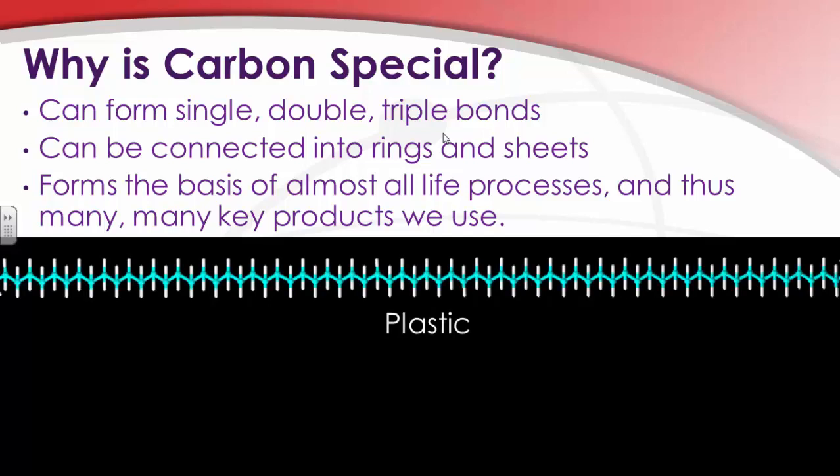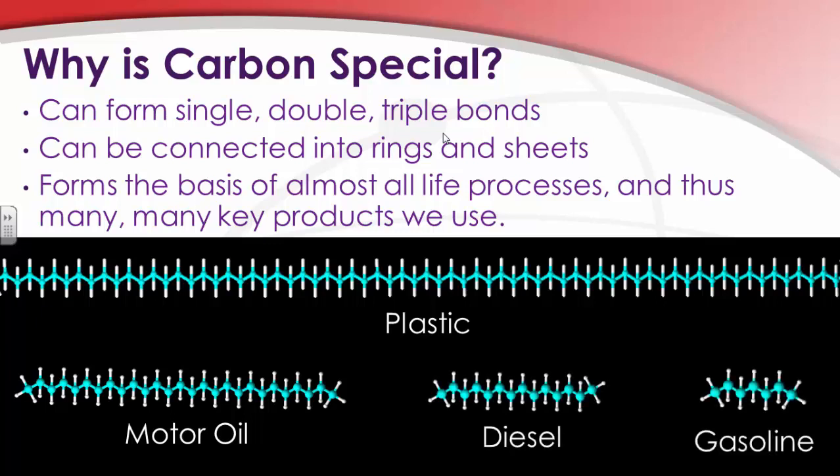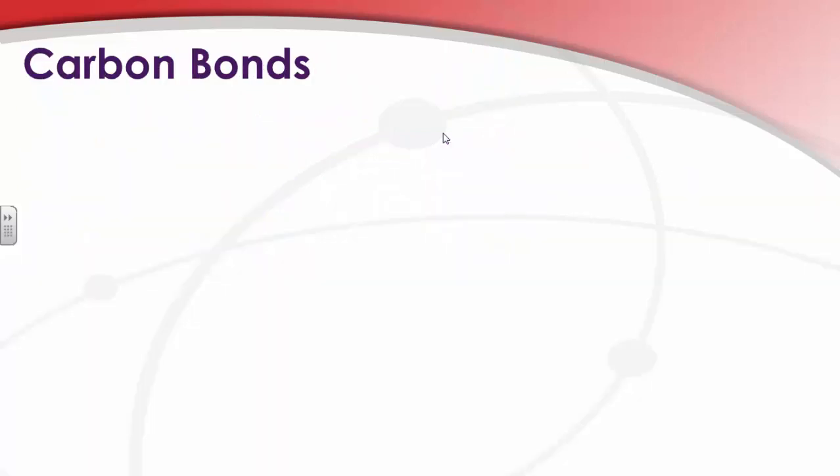So even if we only consider just carbon and hydrogen, we can think of this huge molecule forming the basis of plastics. Get a little bit smaller and we can talk about motor oil. Smaller still and we've got diesel. And even smaller and we've got a major component of gasoline. So with just a few elements, we can produce all kinds of different things.